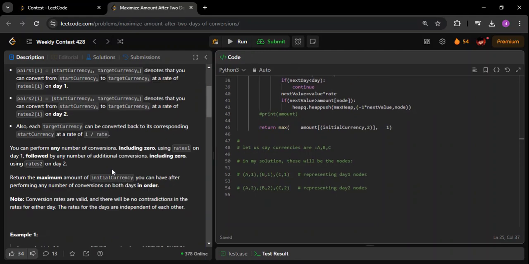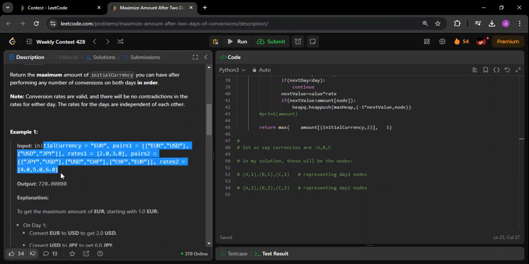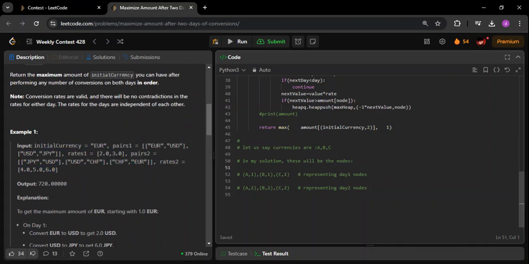See, the idea here is, first of all, you are going to convert this question to a graph. Now the idea is, if you are in a node which is representing day two, you should not come back to the values given for day one. So in short, to ensure that, I will be creating separate nodes for day one and day two. Let us say the currencies are A, B, and C.